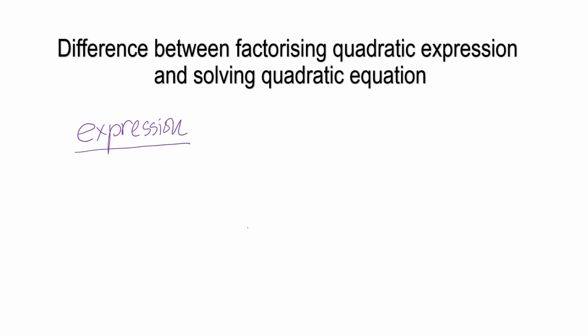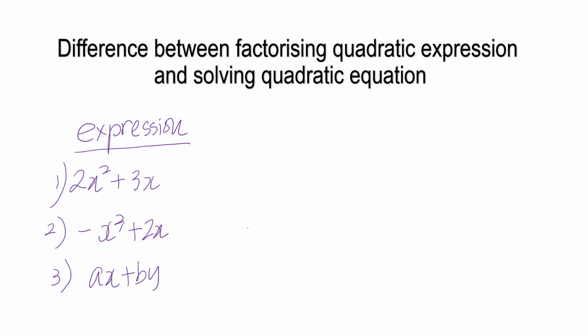So basically an expression is something where there is no such thing as left equals to right. There's only one side, meaning if you have like 2x squared plus 3x, this is an expression. Can you see it's just 2x squared plus 3x, there's no equal to whatever. It's just one-sided stuff. Another example could be negative x squared or x cubed, plus 2x, or it can be ax plus ay, right? So if you look at what the expression is, it's just one-sided, okay? There's no equal to something.